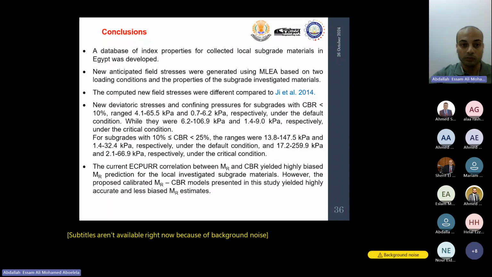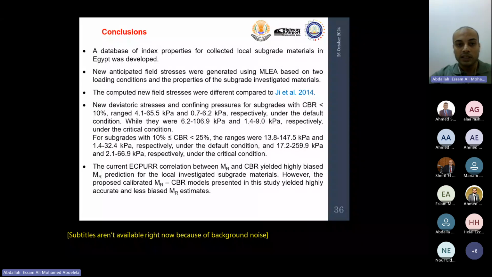So for the conclusion and recommendation, for conclusions, a database of index properties for collected local subgrade materials in Egypt was developed, and the new anticipated field stresses were generated using multi-stage repeated loading based on two loading conditions and the properties of the investigated subgrade materials. And the new anticipated field stress was different compared to the GTEL study.